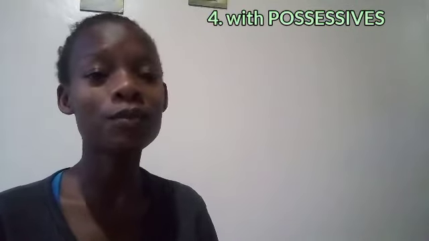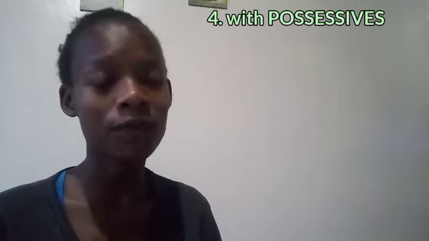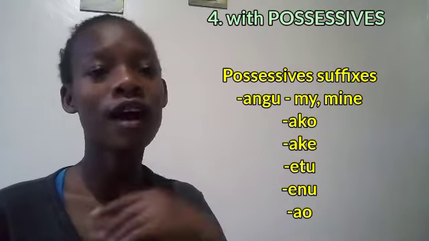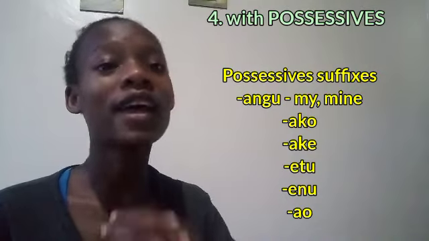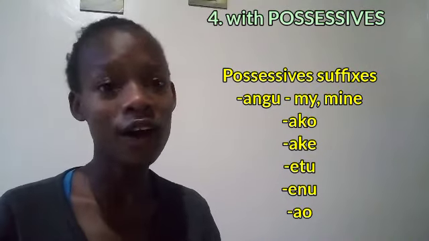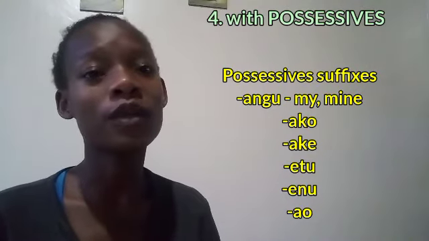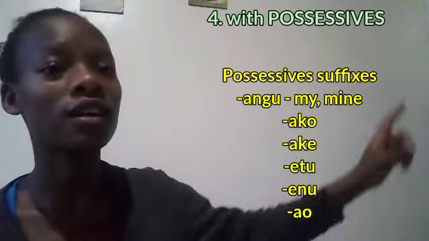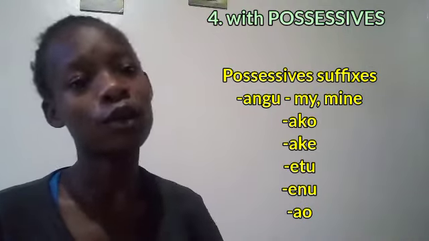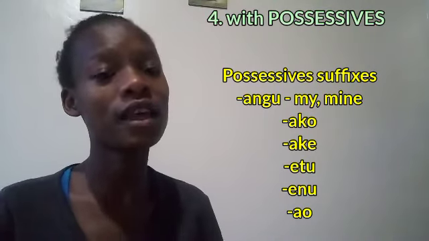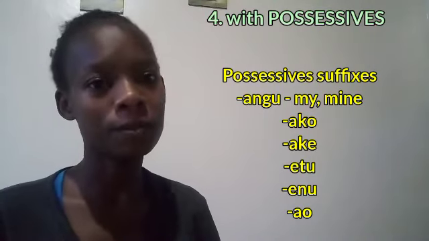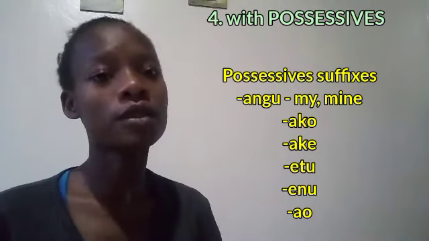How about the possessive? Do you know the 6 possessive suffixes in Swahili? We have angu, ako, ake, etu, enu, and ao. If you want to know more about the possessive suffixes, go check the link suggested here so that you can improve not just knowing the 6 possessive suffixes, but more about them. So those are the possessive suffixes.